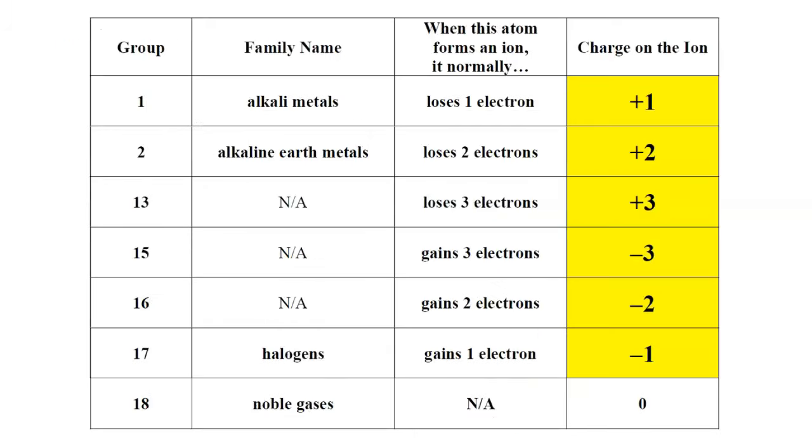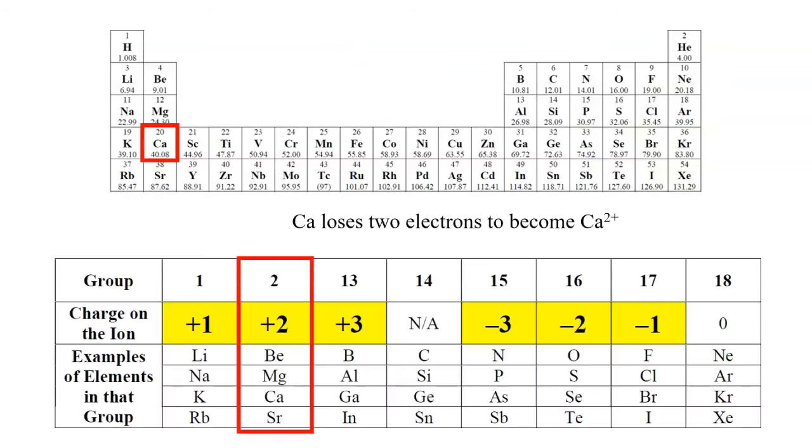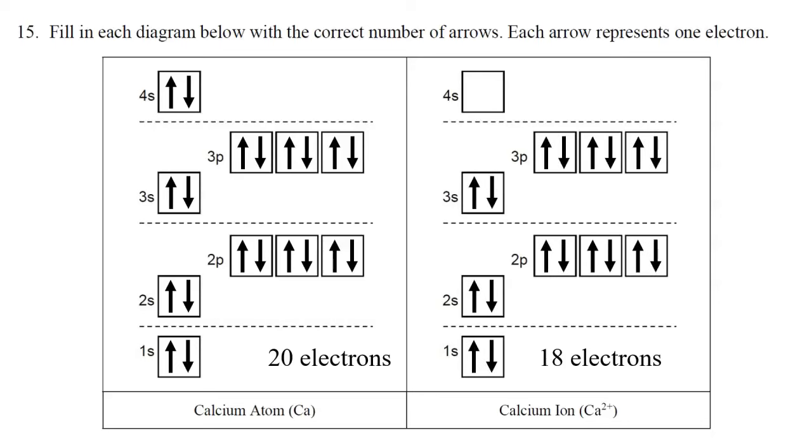Moving on to calcium, the ion. Calcium is a member of group 2, the alkaline earth metals, and calcium will lose 2 electrons to form a stable ion with a charge of +2. So I already have 20 electrons in that diagram on the left. I'm going to simply take away 2 electrons. So now my total is 18. So these are the correct answers to question 15, filling in the diagram with the correct number of electrons.